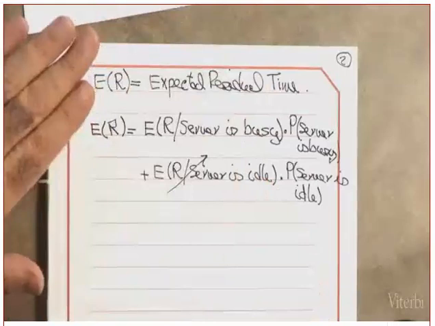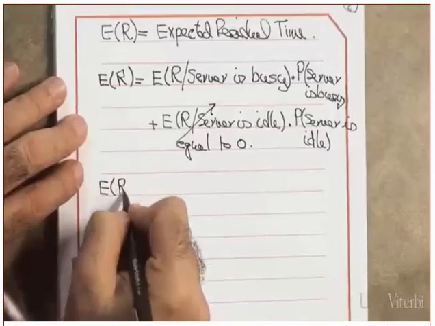Remember, this is not the expected residual time. It is the residual time given that the server is busy. Keep that in mind. Where E of S square, anybody, what do we call this? That's the mean square time.